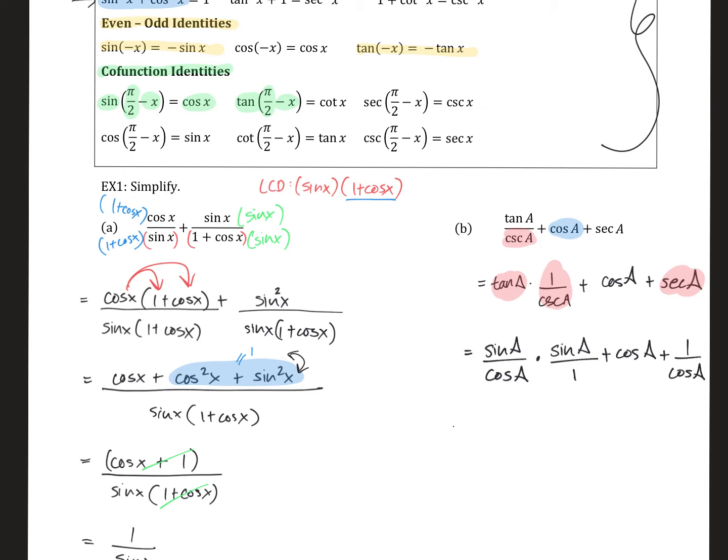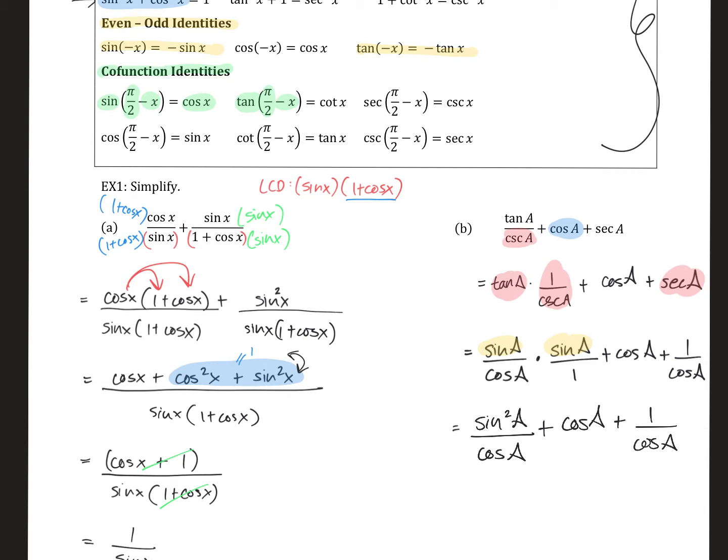All right, let's go ahead and simplify this out. So we have a sine A times a sine A. So that'll be sine squared of A. I'm seeing a squared sine. That makes me happy. Maybe I can use the Pythagorean theorem. Okay. And then plus cosine A, that already is a cosine, so that's good. And plus 1 over cosine of A.